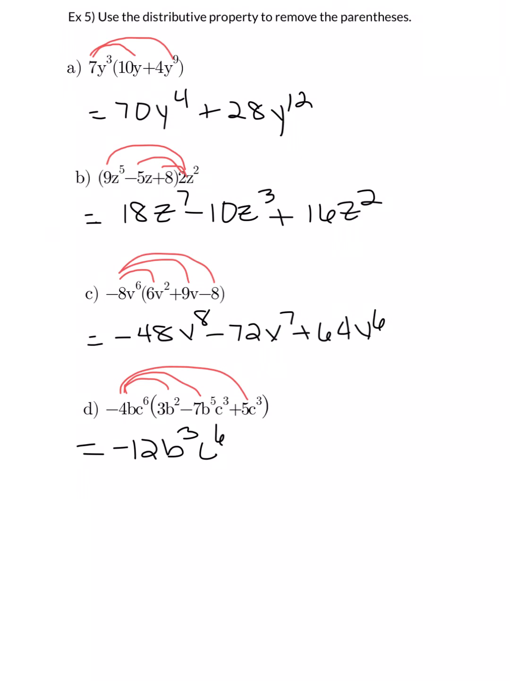For the second term, negative 4 times negative 7 gives us positive 28. B to the first times b to the 5th, add 1 plus 5, you get b to the 6th. C to the 6th times c to the 3rd, add 6 and 3, you get c to the 9th. For the third term, negative 4 times 5 gives us negative 20. There is no b, so we're going to carry through the one that's on the outside, and then take the c to the 6th, add the 3 from the c to the 3rd, we get c to the 9th.